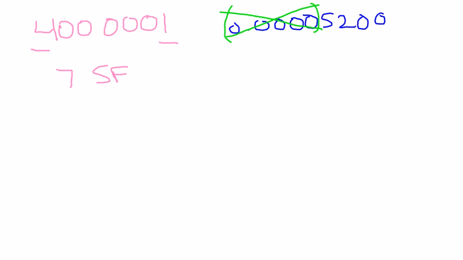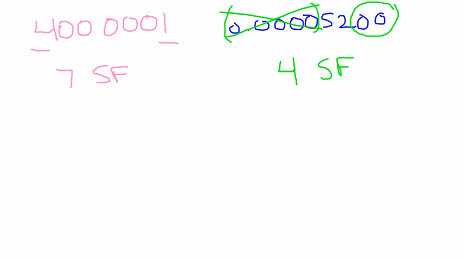In the second one, or in D, we have 0.00005200. The zeros on the left are simply placeholders. They're telling us where to place the decimal. So those are not significant, none of them. The zeros on the end are significant because they're after the number, after the decimal. So in this case, we have 4 significant figures.